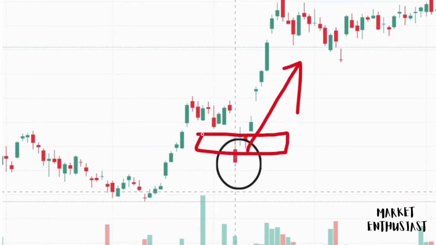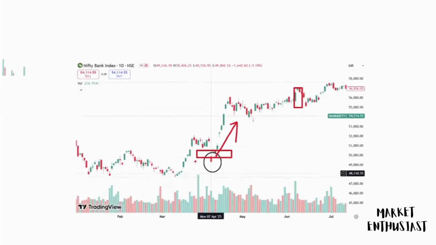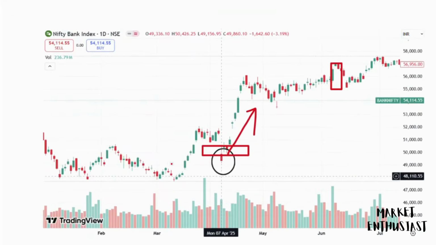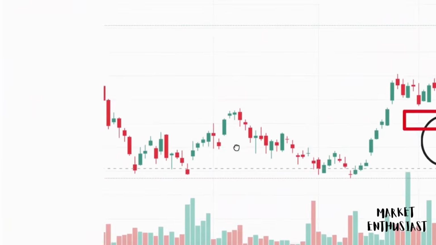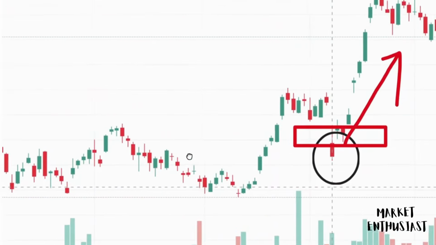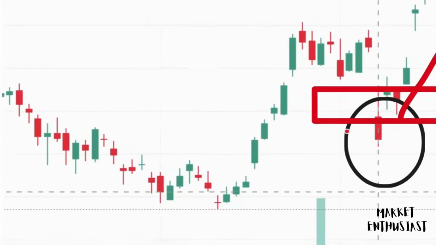Pro tip, in volatile crypto like Bitcoin, pair CRT with on-chain data for conviction. High funding rates during raids scream manipulation. I've seen traders double their accounts spotting these, but always risk 1% per trade to survive drawdowns.